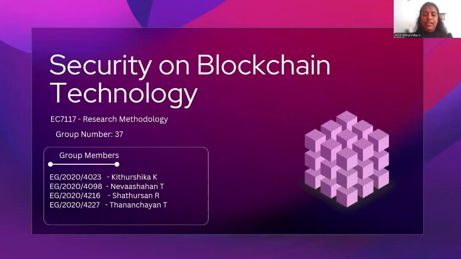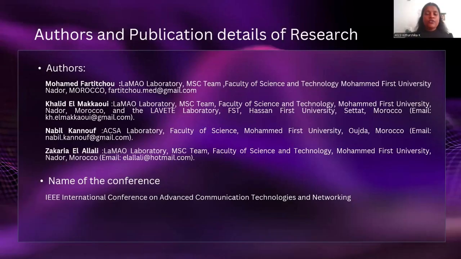Hello everyone. In this presentation, we are going to present one of the finest research findings related to our final year project, that is security on blockchain technology. First we will see who the authors are and the publication details of this research paper.